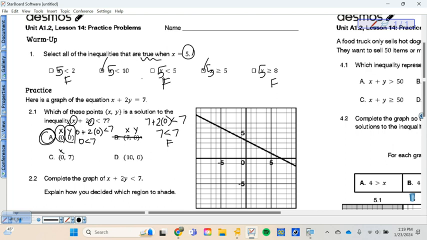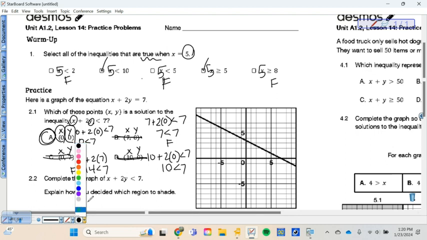0, 7. Plug in 0 for x, 7 for y. So I've got 0 plus 2 times 7. What's 2 times 7? What's 14 plus 0? Is 14 less than 7? No, that's false. Not a solution. 10, 0. If I plug in 10 for x, 0 for y, I've got 10 plus 2 times 0. What's 2 times 0? 0 plus 10? Is 10 less than 7? No, it's not, right? Not a solution, okay?